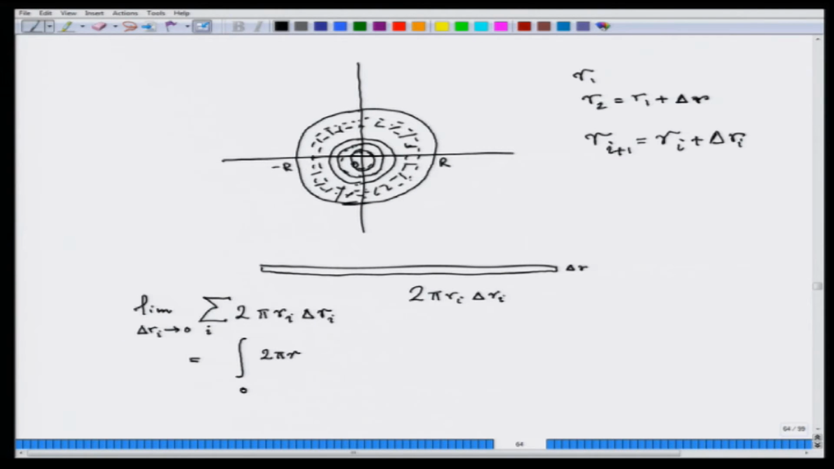So, as you make delta r i smaller, as you make r i approach r i plus 1, then this idea is correct. Then that is exactly equal to the integral from 0 to r of 2 pi r dr, which is pi r square, r square by 2 from 0 to r, and this is pi r square.